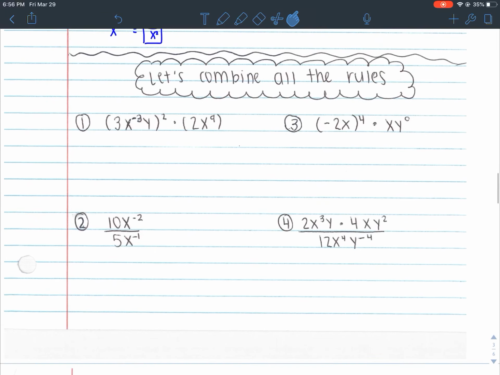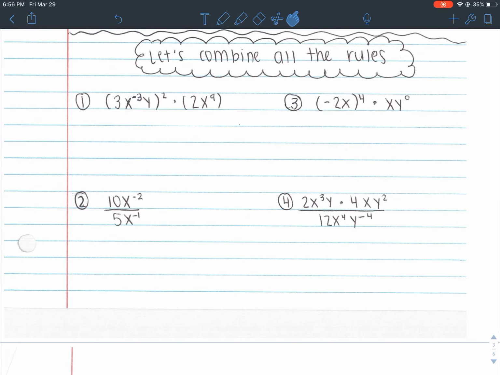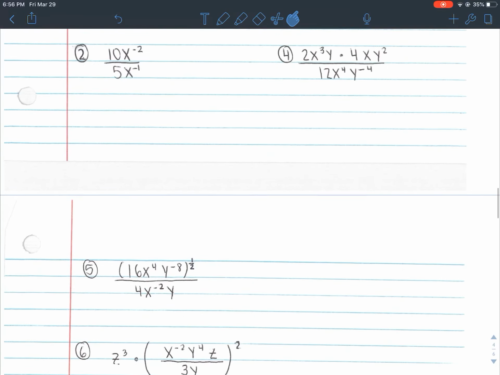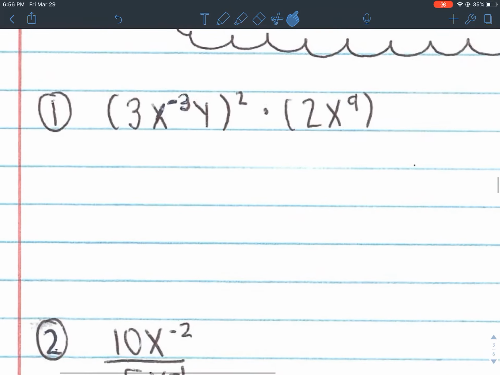Alright, so here's the purpose of this. We need to be able to combine all these rules that we just learned. Really, you only learned 2 because the other 3 were review. The goal is to be able to combine everything and then apply it.